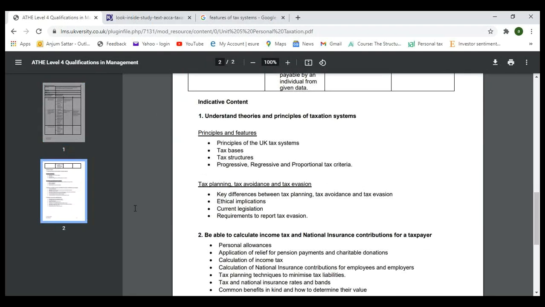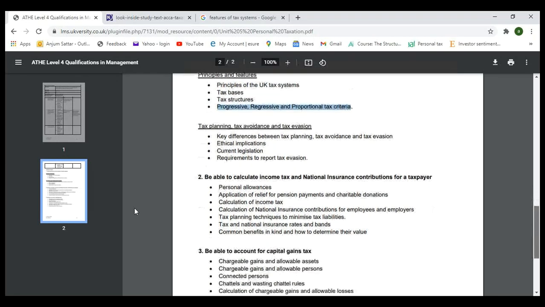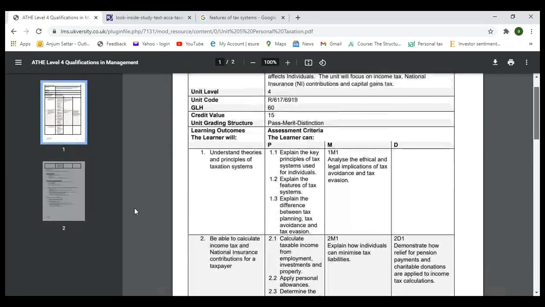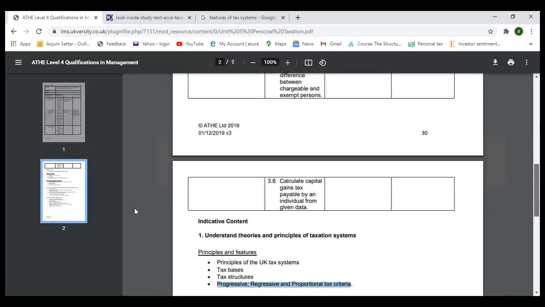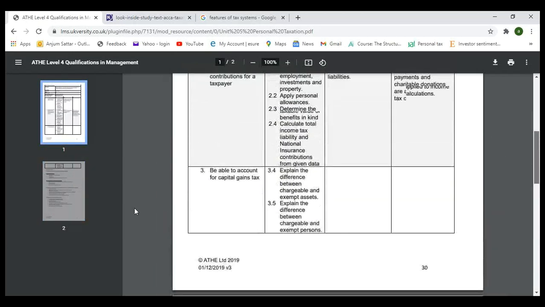And then we have the contents, what we're supposed to learn. So these are all these things. Today, principles of the UK tax system, tax basis, tax structure, progressive and proportional tax. So we'll carry on.